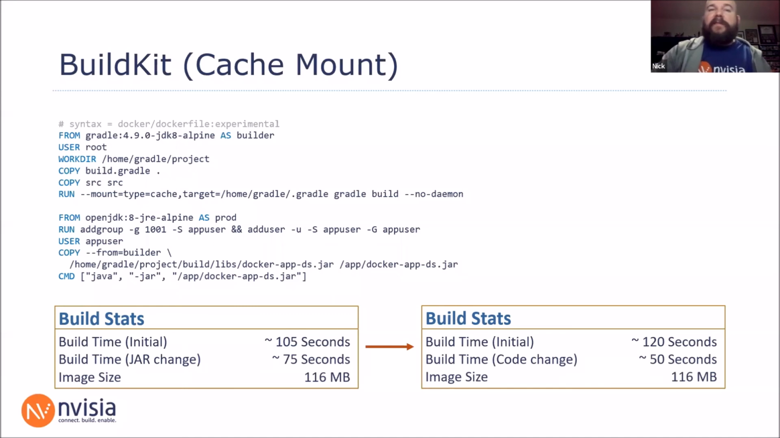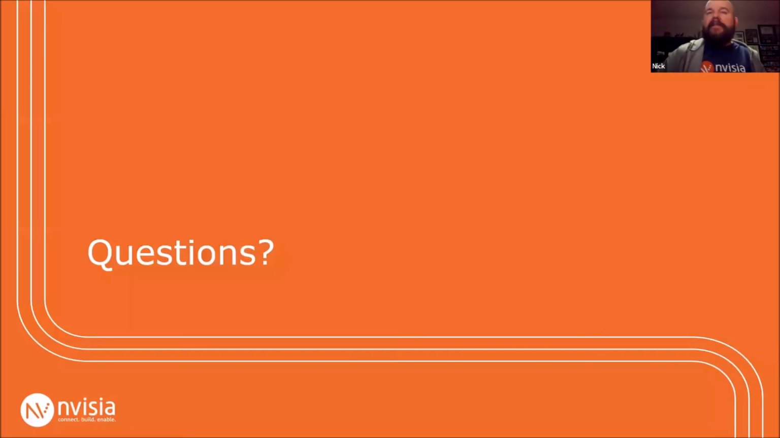So what this does for our build stats is, and actually this should say 120 seconds to start, but our build time for code changes drops about 25 seconds because our dependencies are going to be cached going forward. So the first time we have to go and install everything with Gradle, but that second time we don't. And any times going forward.